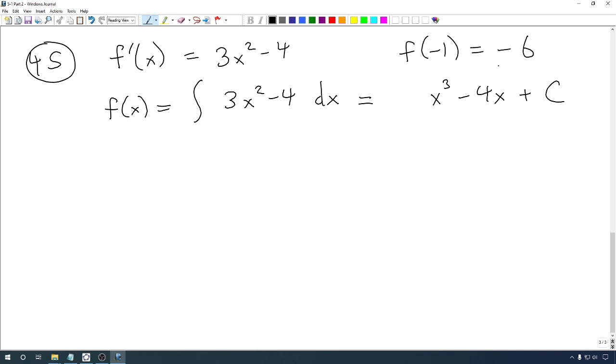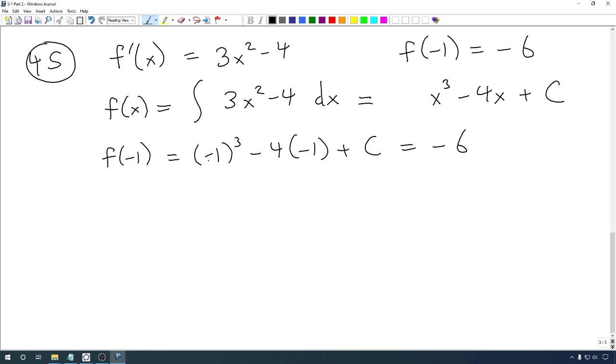And that's why we're given this piece of information. We know if we plug in -1 into this function, we're supposed to get -6. We need to find out what c makes that possible. So we go ahead and plug in -1. That means we have a -1 cubed minus 4 times -1 plus c. And that's supposed to give us a -6.